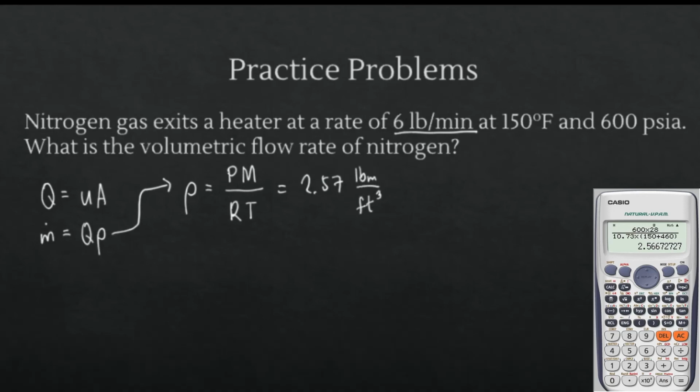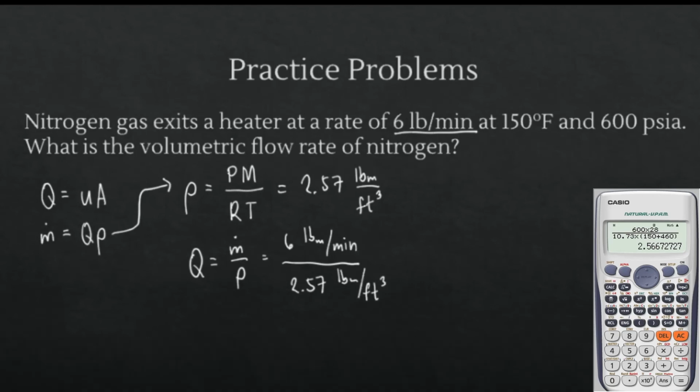By using this value of the density of the gas, we can now determine the volumetric flow rate of nitrogen gas. Rearranging our earlier equation, the volumetric flow rate is equal to mass flow rate divided by the density. Substituting, this is 6 pound mass per minute, that's the mass flow rate, divided by the density of the gas, 2.57 pound mass per cubic feet.